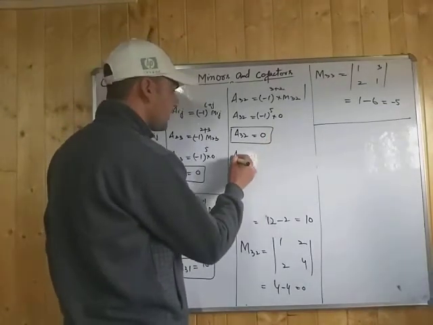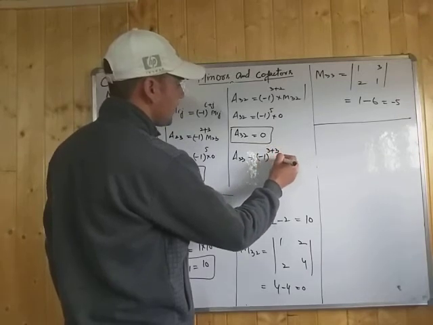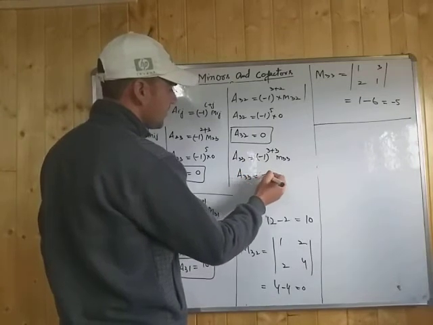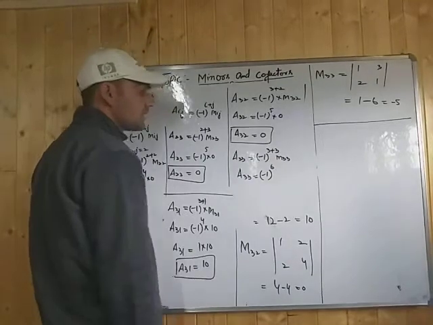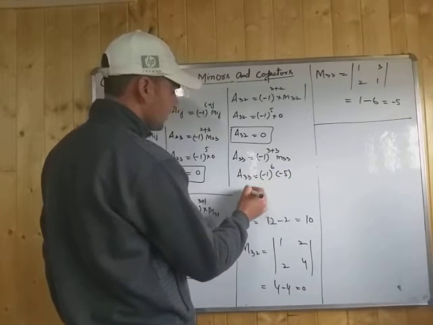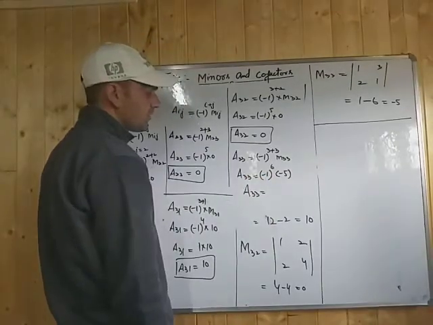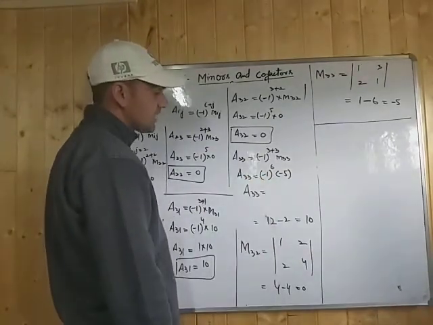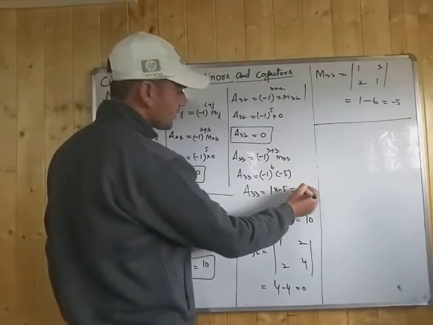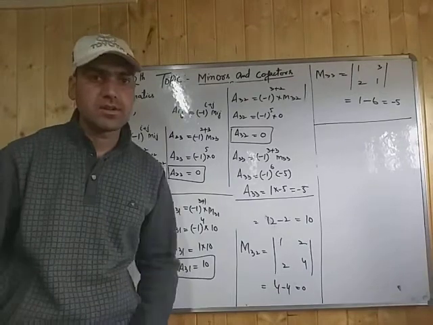Similarly we can calculate A33 that is equal to minus 1 raised to power 3 plus 3 into M33. So A33 is equal to minus 1 raised to power 6 into M33, so that will be equal to minus 5. So negative 1 raised to power even, that will be 1 into minus 5, that is equal to minus 5. तो इस तरीके से आप कोफैक्टर्स को निकाल सकते हैं.